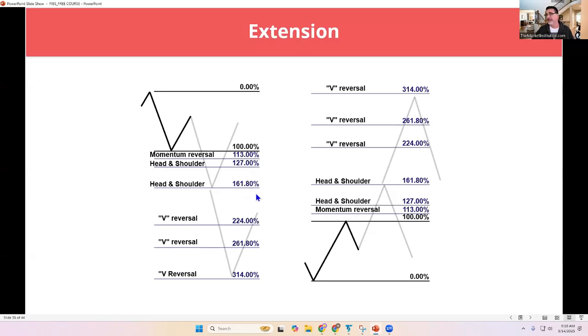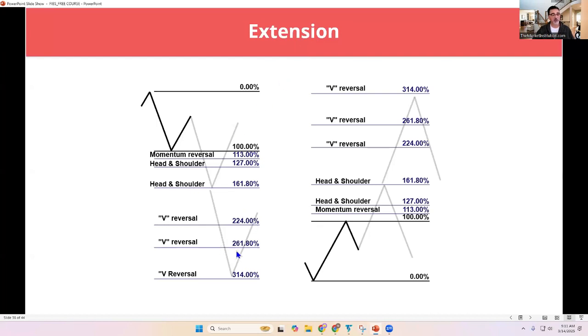127 and 161.8 Fibonacci extension aligns with head and shoulders pattern. Head and shoulders patterns have a lot of variation in shape, but if you measure the right shoulder and get the extension to the top of the head or the bottom of the head, okay, you often see that the top of the head matches up to a 127 or 161.8. Therefore, if you know it's potentially a head and shoulders pattern, then you could anticipate the price movement back up, another shoulder to form, the left shoulder, and then a break of the neckline, okay?